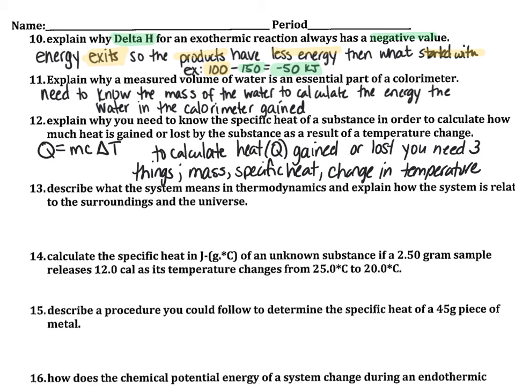The next one, explain why a measured volume of water is essential in the calorimeter. Well, we need to know the mass of the water in order to calculate the energy. And that kind of leads right into the next problem where it says explain why you need to know the specific heat. Well, if we want to calculate heat energy, we're going to use this equation here. Q equals mass times specific heat times our change in temperature. And so I put a note that in order to calculate Q, you're going to need those three things. And one of those is that you're going to need specific heat.